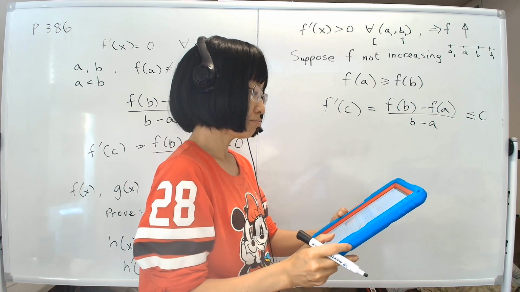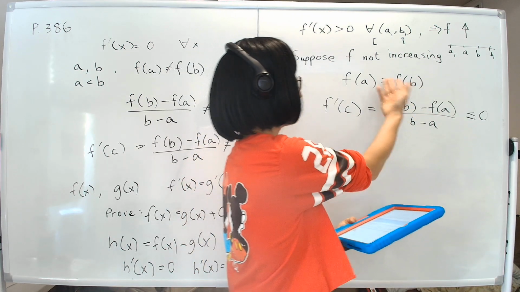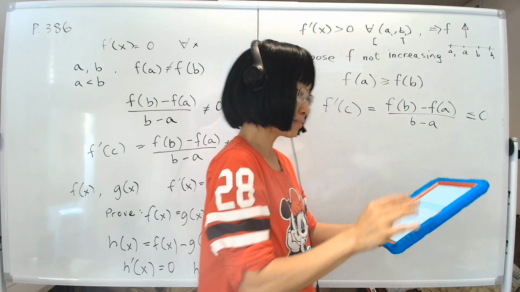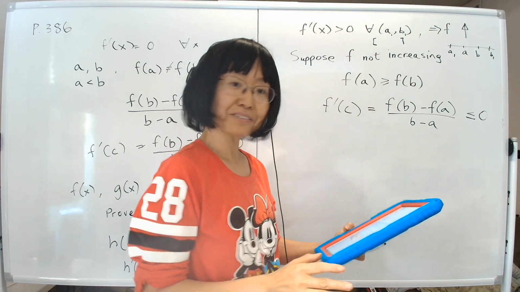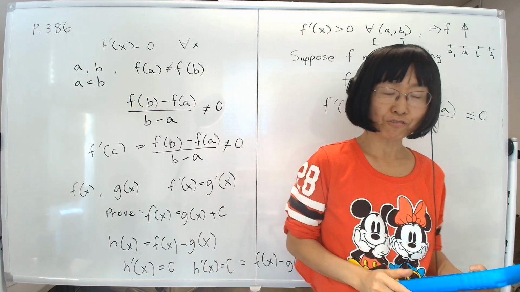Then for the decreasing function, the proof is identical. You just flip the signs, bigger than becomes smaller than, and then the whole thing works exactly the same way. All right, so that's the end of section 4.4.